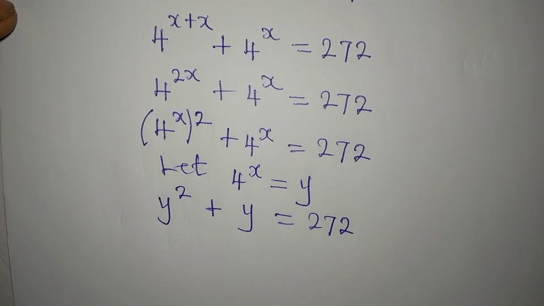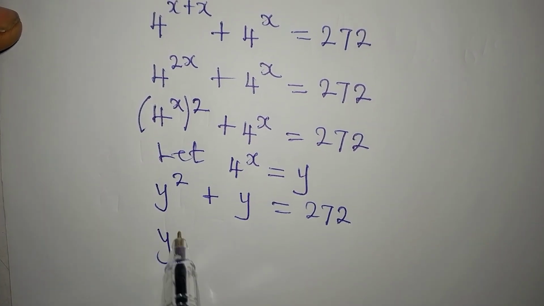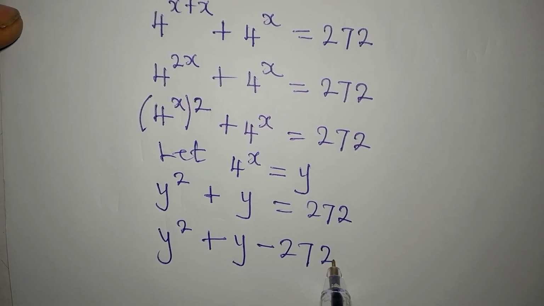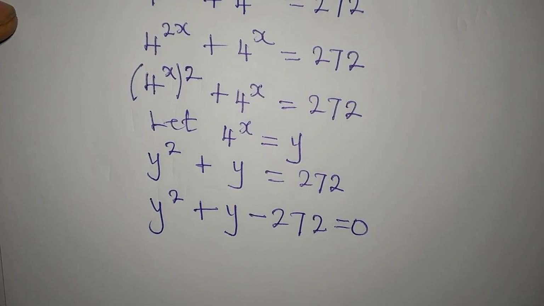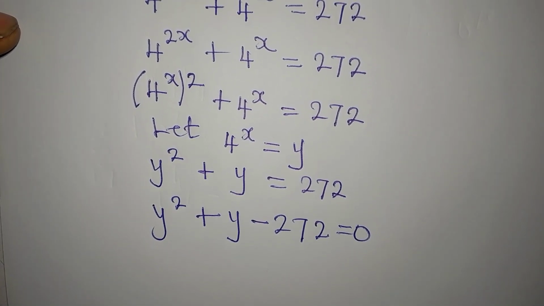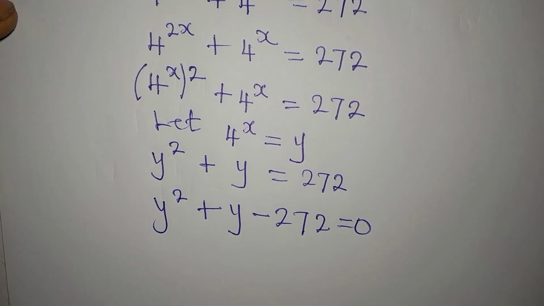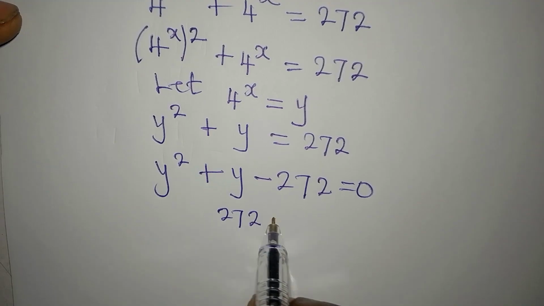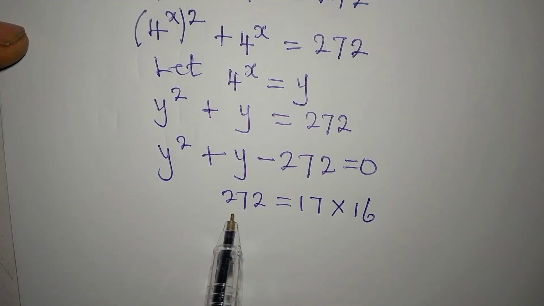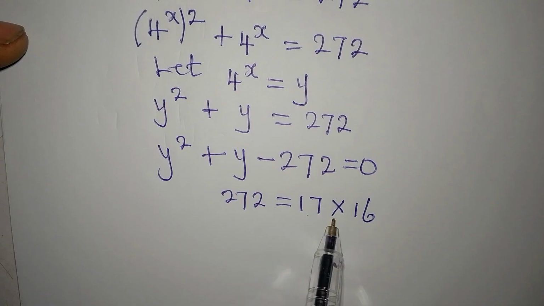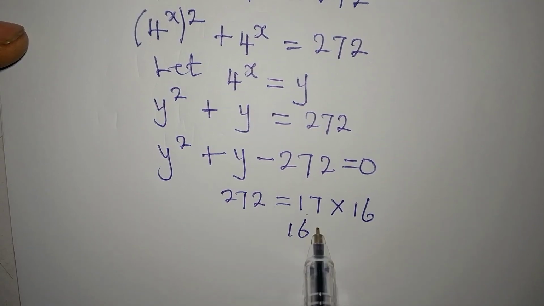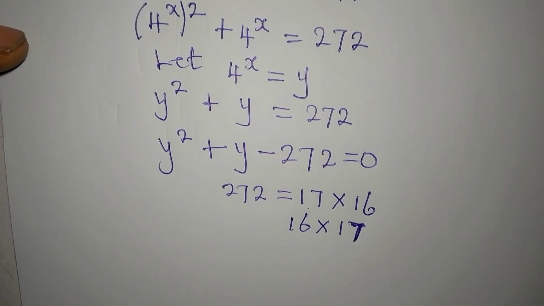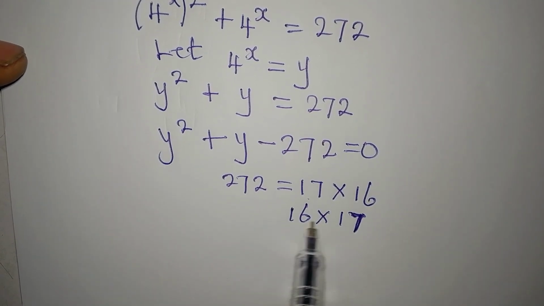Now we have a quadratic equation. Y squared plus y minus 272 is equal to 0. Looking at this equation, it is obvious that we can factorize it, because 272 is the same as 17 times 16, or 16 multiplied by 17. The one that comes first does not matter. So we will now put this into this.